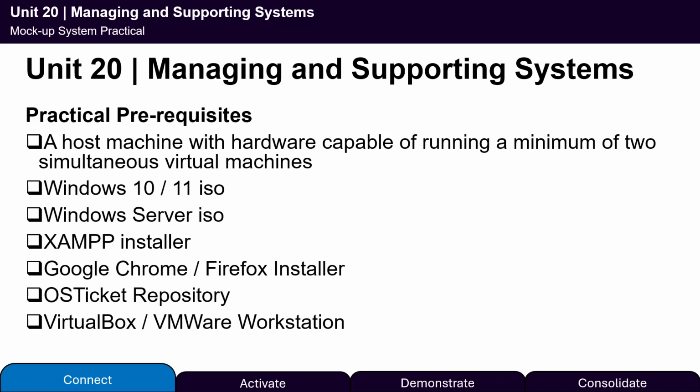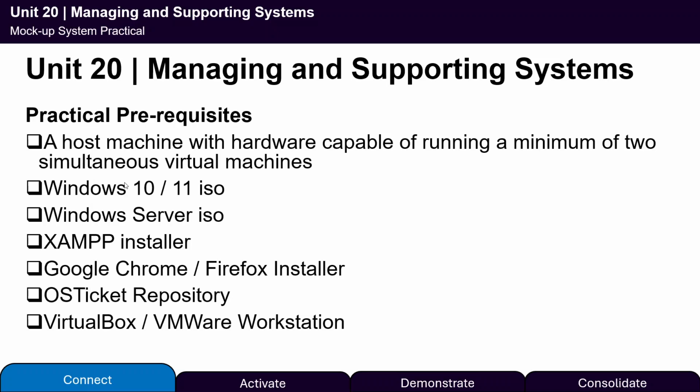You must have a host machine with enough hardware that it can run at least 2 virtual machines simultaneously. This is because the server virtual machine must always be running, but you only have to have one client machine running at a time. You need a Windows 10 or 11 ISO, a Windows Server ISO, the XAMPP Installer, Google Chrome or a Firefox installer, the OSTicket repository, and VirtualBox or VMware Workstation, whichever works best for you.